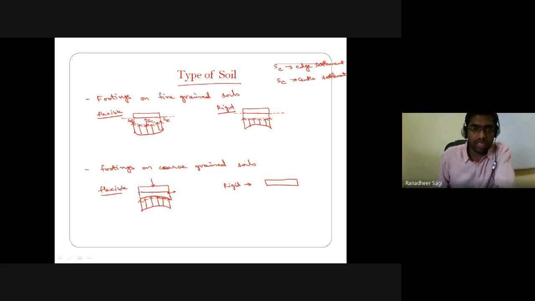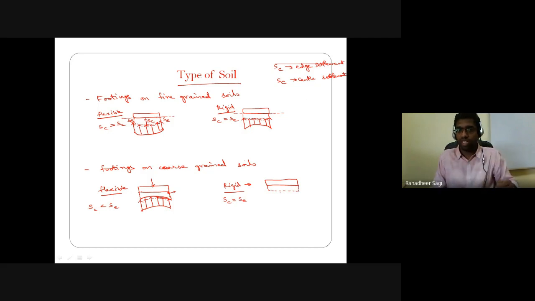So here in this case, your settlement at the center is going to be less than the settlement at your edge. Whereas in the earlier case of the flexible footing, settlement at the center was greater than the settlement at your edge. When it comes to the case of your rigid footing, settlement at the center is equal to settlement at the edge. Even in this case of rigid footing, settlement at the center and settlement at the edge are going to be the same. So it's a uniform settlement throughout the footing.